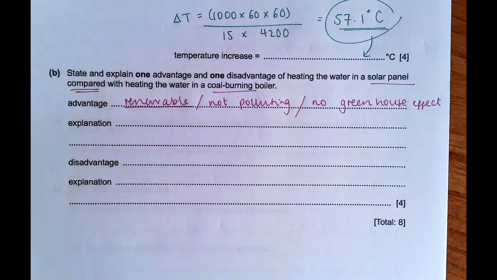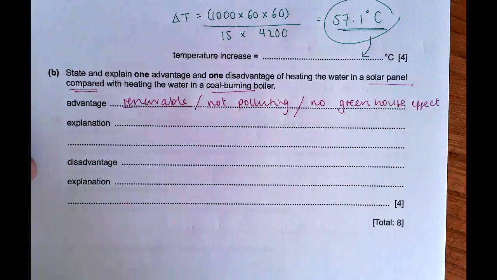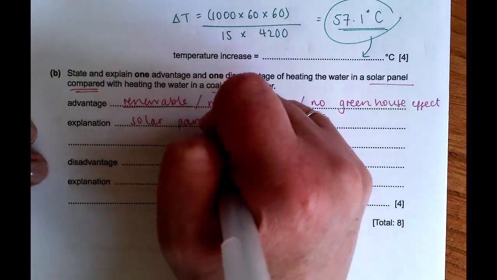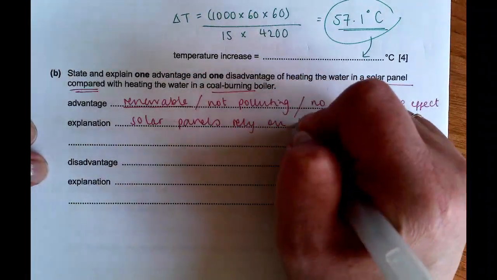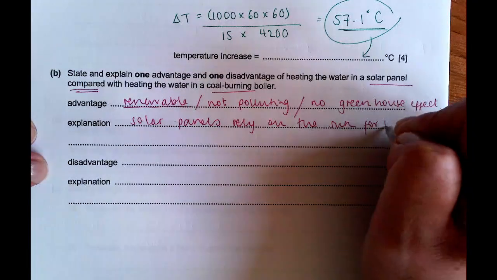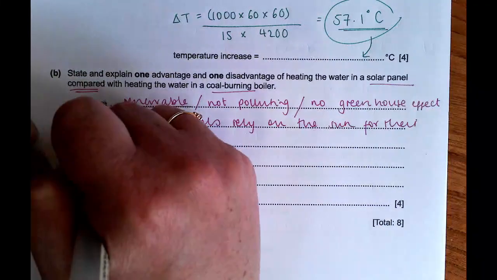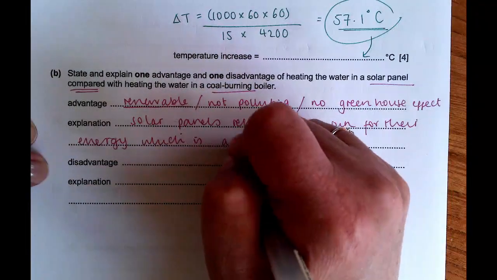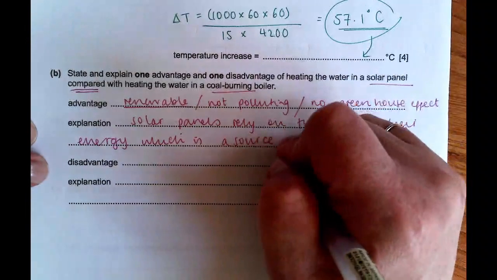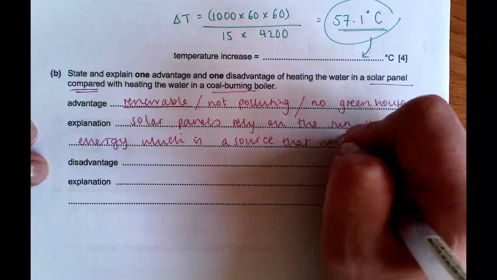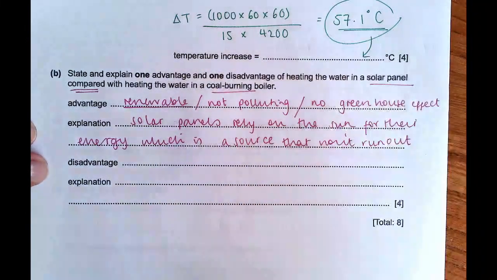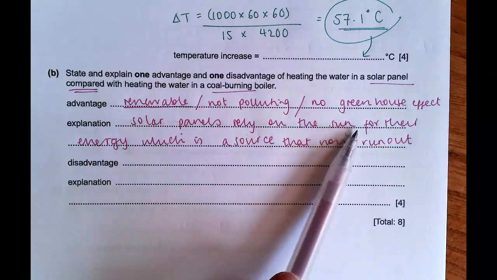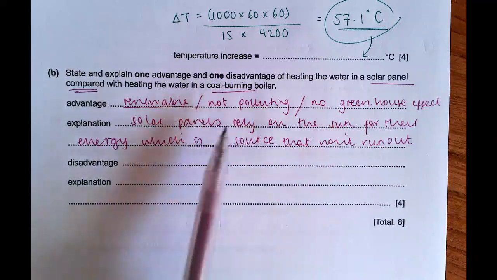The renewable one, what you want to make sure you reference is that solar panels rely on the sun for their energy, which is a source that won't run out. Okay, so it's about stating the energy availability for each one.